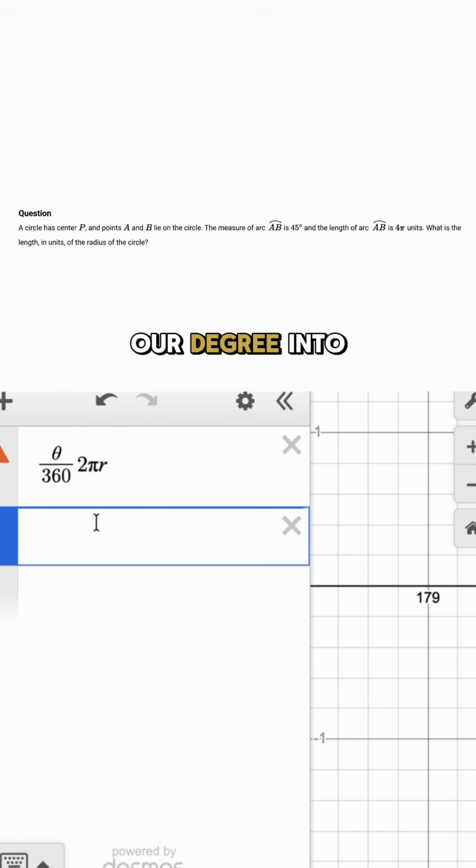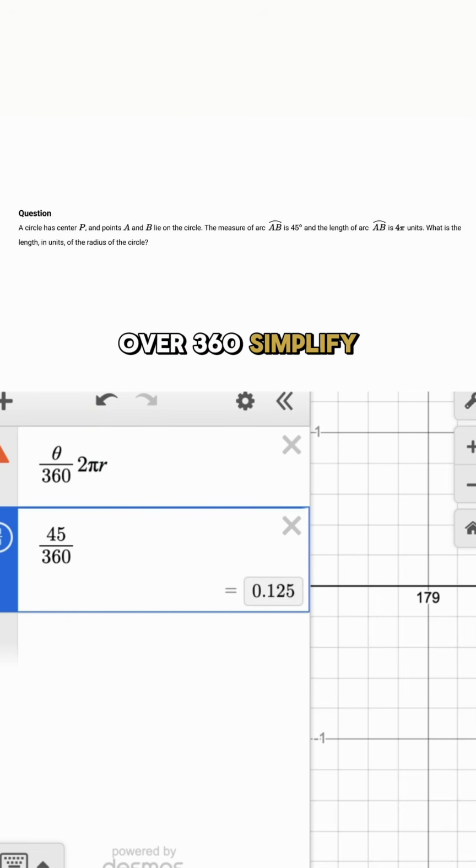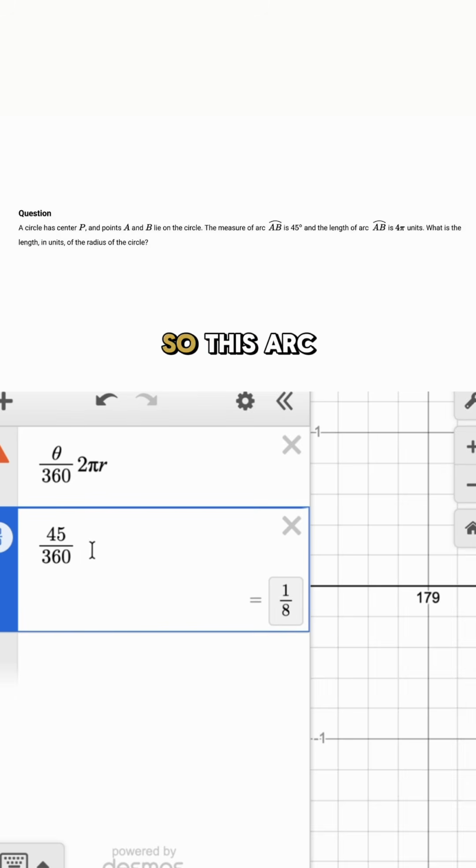So, plugging our degree measure into that formula, we have 45 over 360. Simplify that, and we get 1/8. So this arc is 1/8 of the entire circle. Since we know the full circumference of any circle is 2 pi r, to get the length of just this one arc, we take 1/8 of the full circumference.